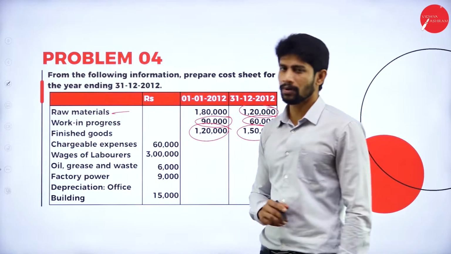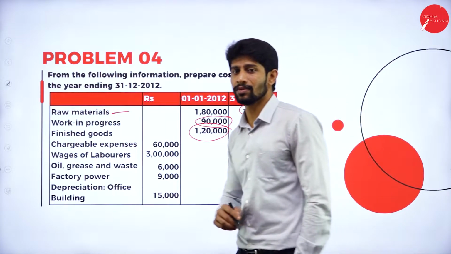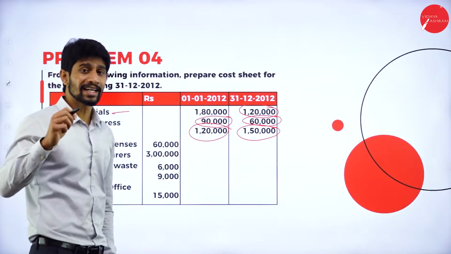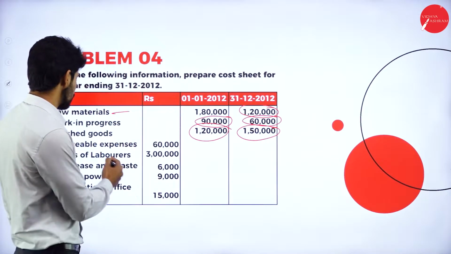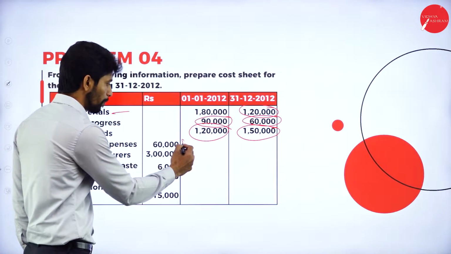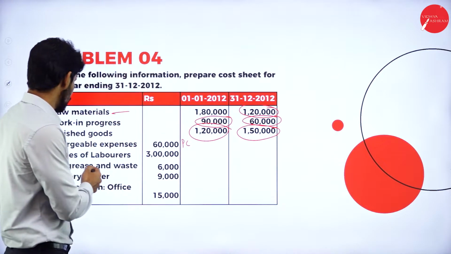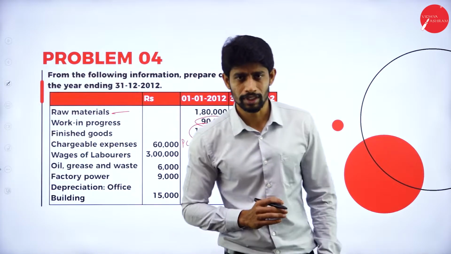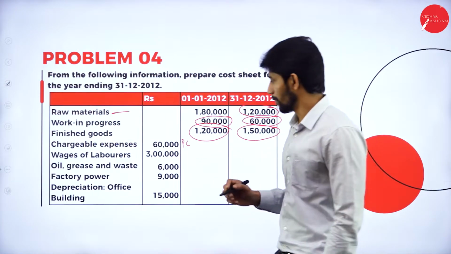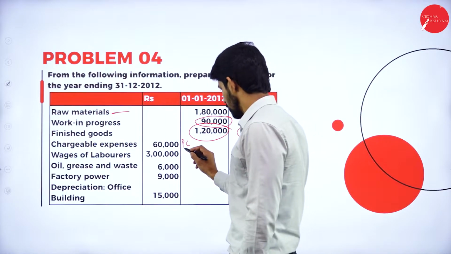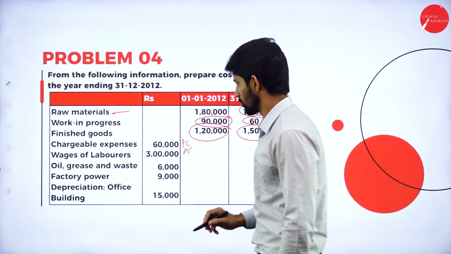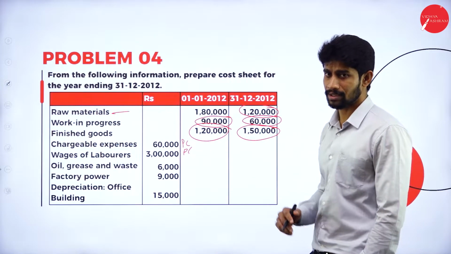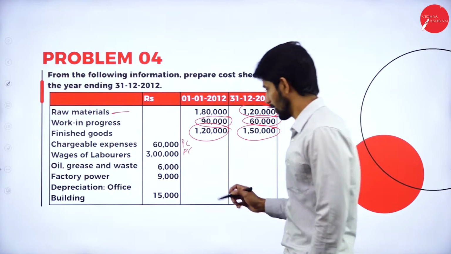Next, chargeable expenses. So what is this chargeable expenses? Chargeable expenses is nothing but direct expenses. So where do we consider these direct expenses? In prime cost. Next one, wages of laborers. So wages of laborers is nothing but direct labor or direct wages. This also comes under prime cost. Next, oil, grease and waste. So where do we use oil, grease and waste? In factory. So factory cost.